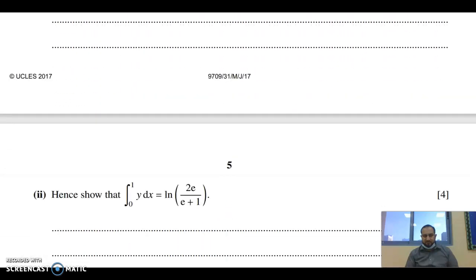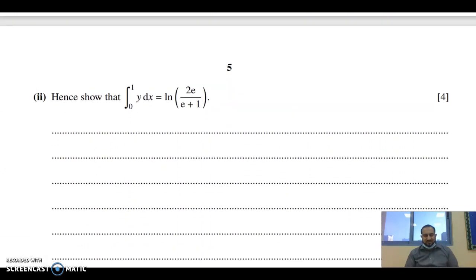Okay, so next part of it. The next part says, hence show that the integral from 0 to 1 of y dx is equal to ln of 2e over e plus 1. So we have to prove this again. So we will take this side, y dx from 0 to 1, and as we just proved, y is e to the power minus x over 1 plus e to the power of minus x, dx.